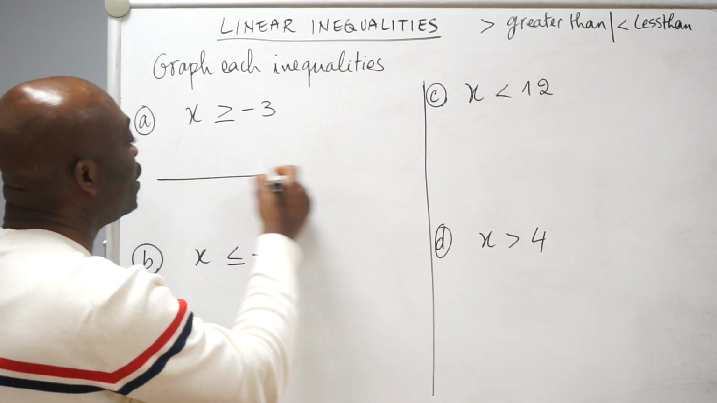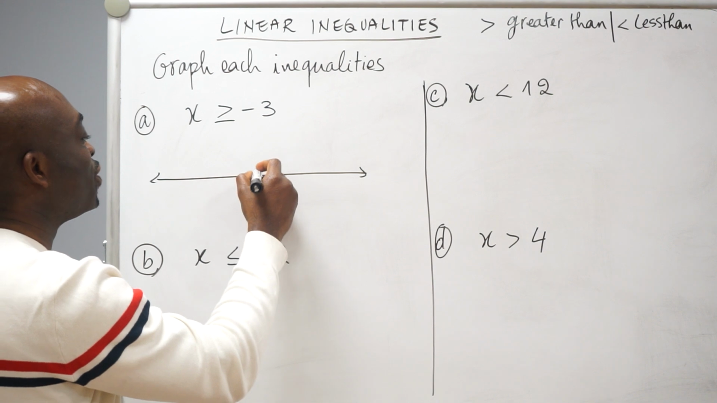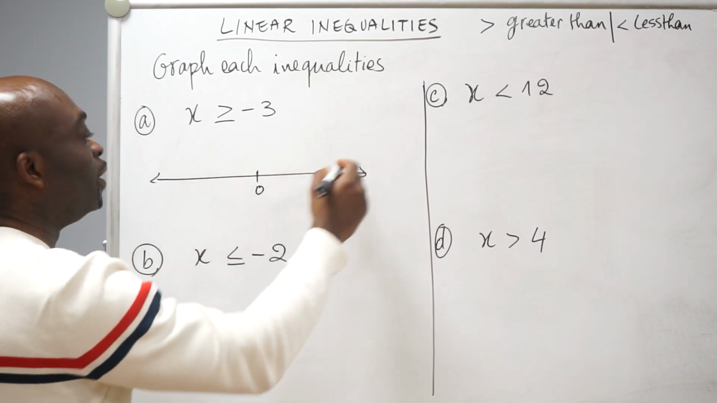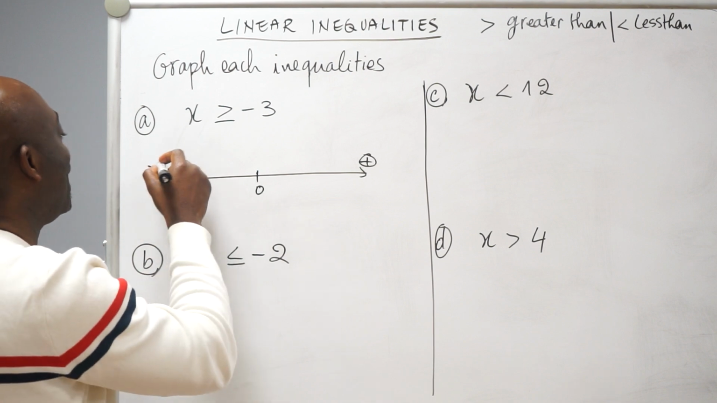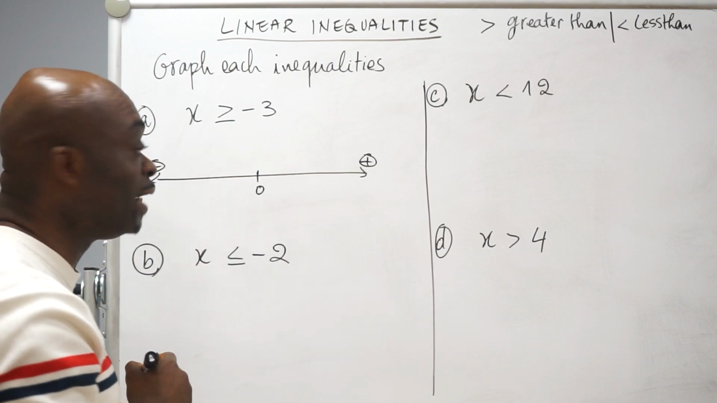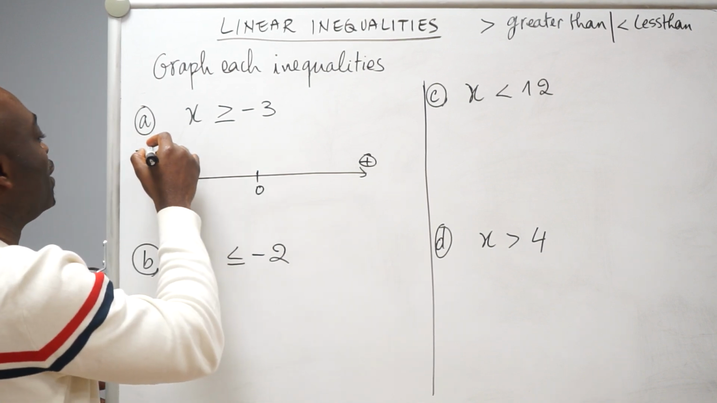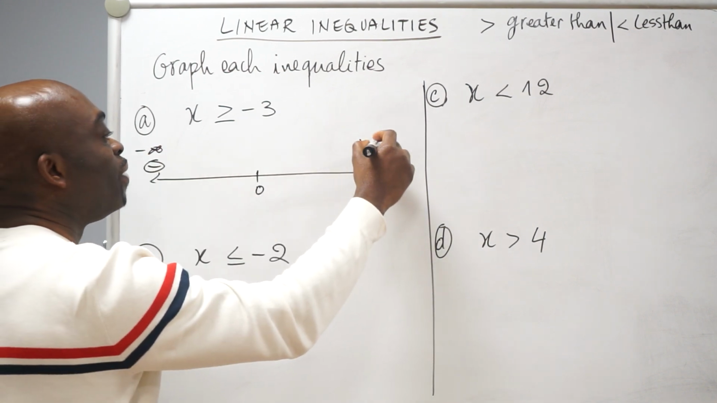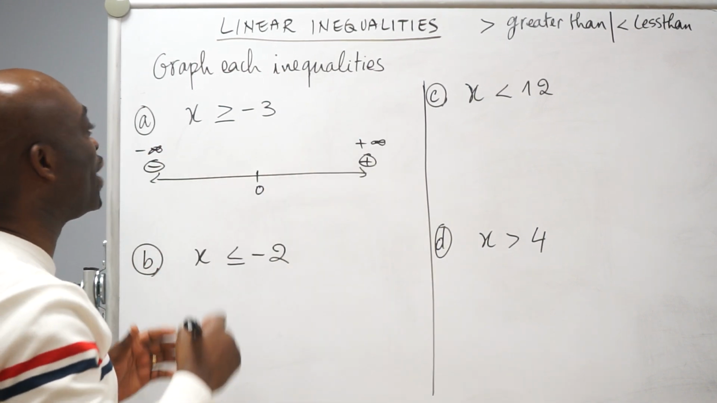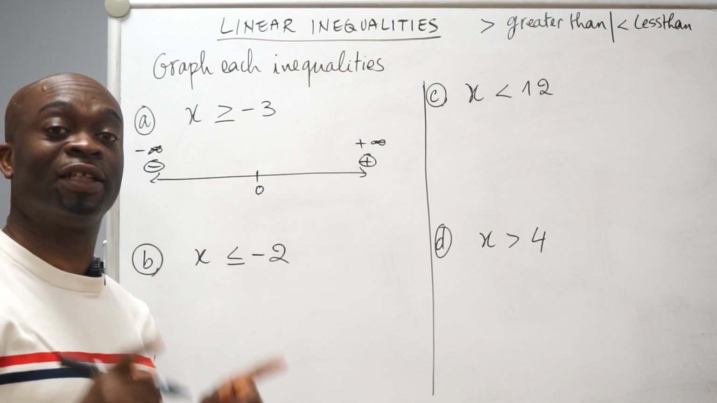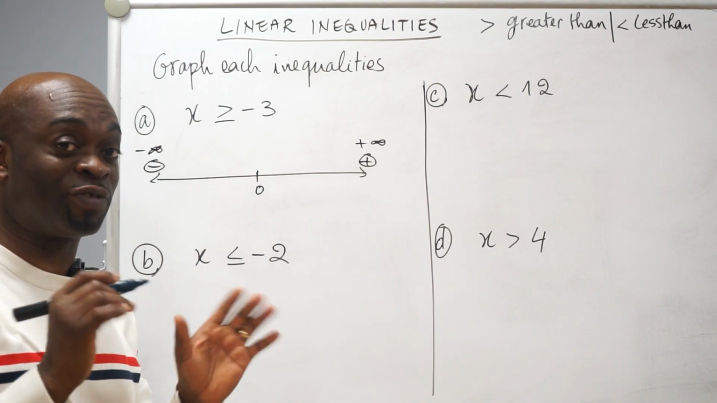Here is the number line. We have 0 right in the middle, and then we have positive infinity and negative infinity. That's the same thing as if you did negative infinity, positive infinity. So what's really happening? The first thing we've got to do is locate the number. So -3, we have to locate it.